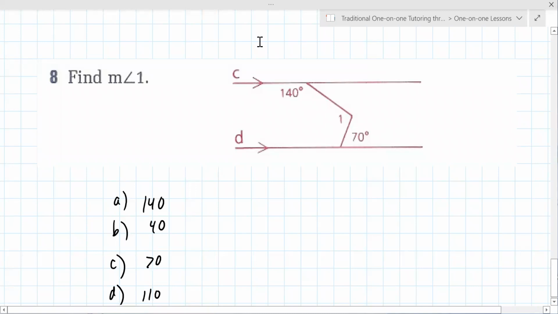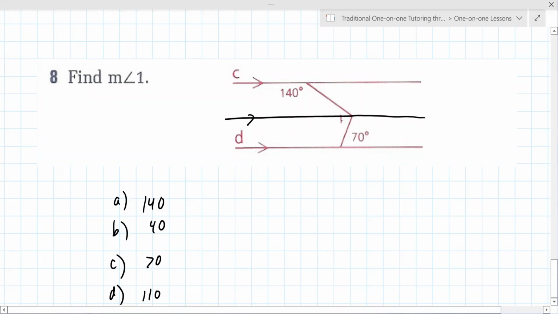Any idea how to start a problem like this one? You said 140 and 70 equal to 180, so like a third angle adding up to 180? Yes. This is one of those where you have to add a parallel line, and that helps you define some other things in this triangle.